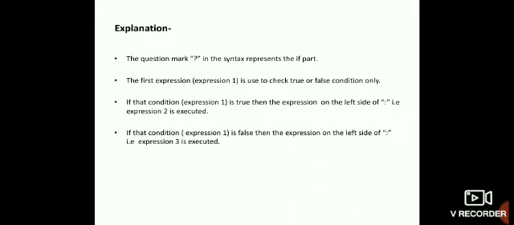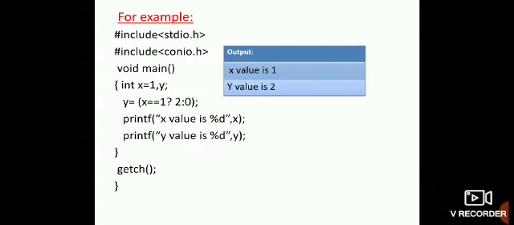If the condition of expression 1 is true, then the expression on the left side of the colon, that is expression 2, is executed. If that condition, that is expression 1, is false, then the expression on the right side of the colon, that is expression 3, is executed. For example, here we have integer x equals 1 and y equals x equal to 1 question mark 2 colon 0. So it will print the value of x as 1 and the value of y as 2.